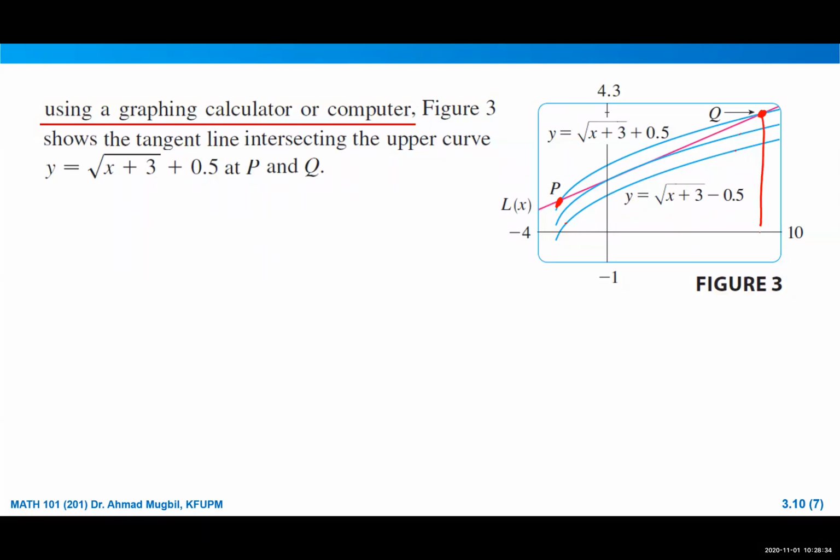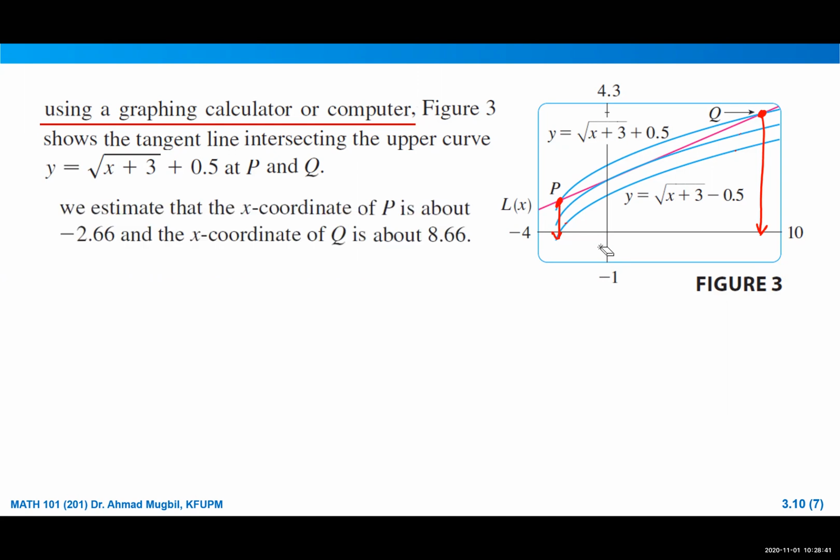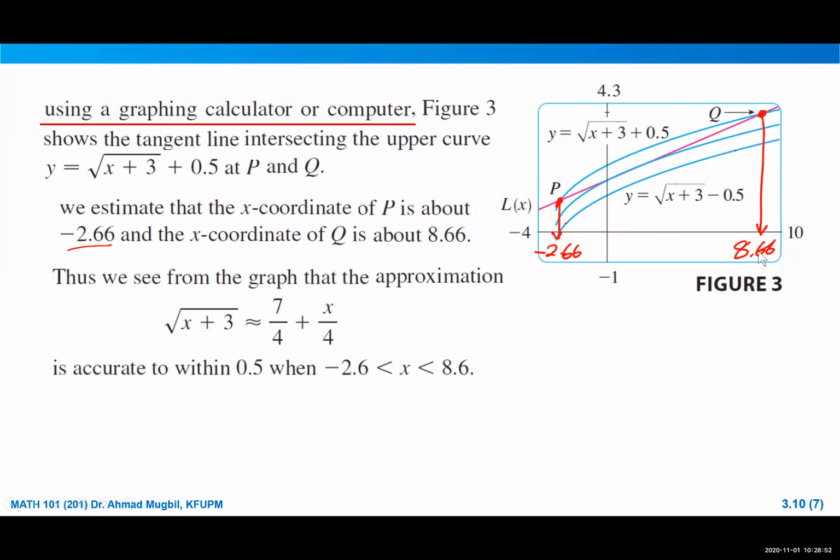You need to find what the x values are here, what is the corresponding value. I think they are negative 2.66 here and 8.66 here. So this means that this function is approximately equal to this linearization within 0.5 error when x is between these 2 values, when x is within this interval.